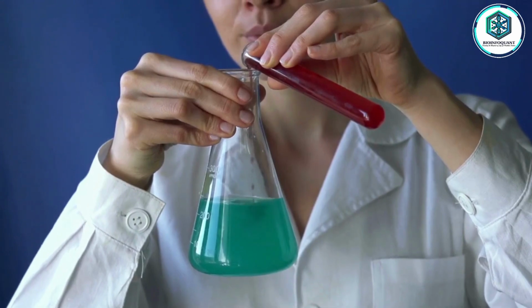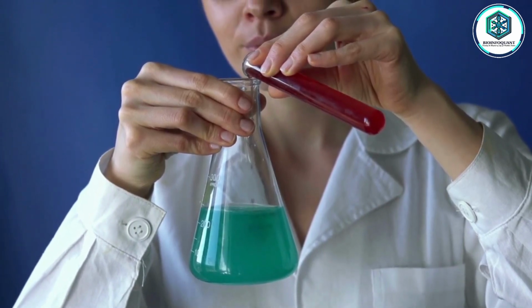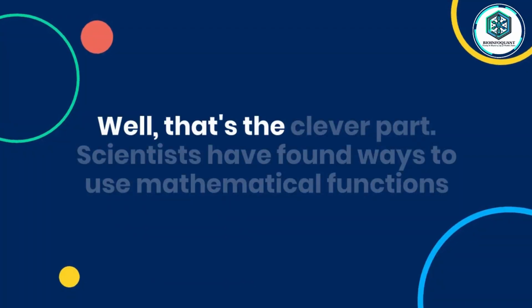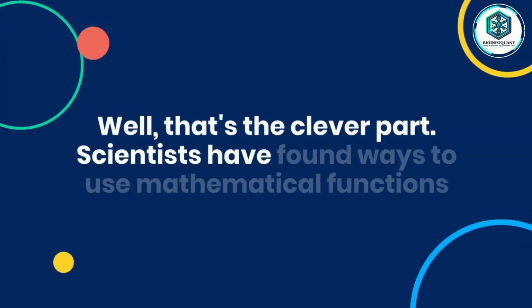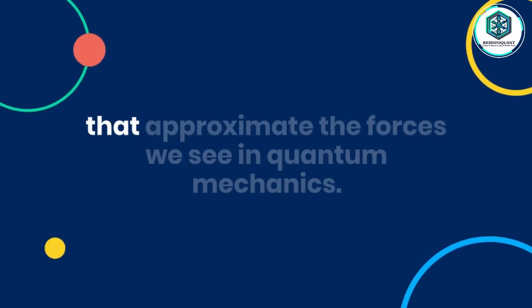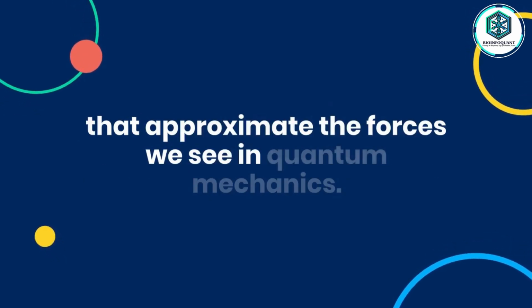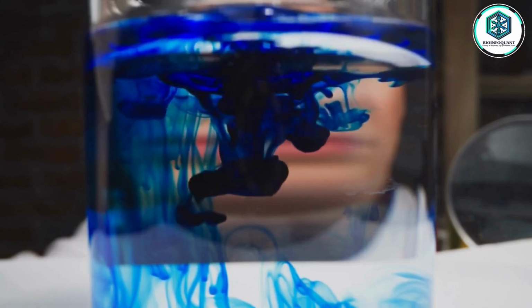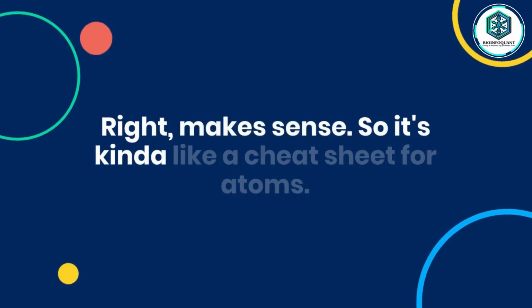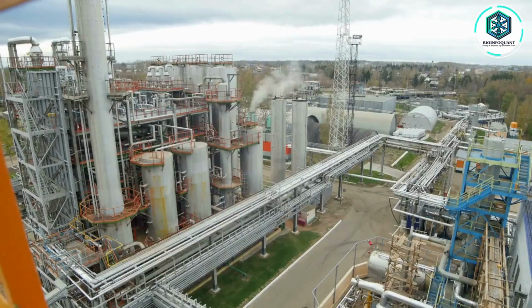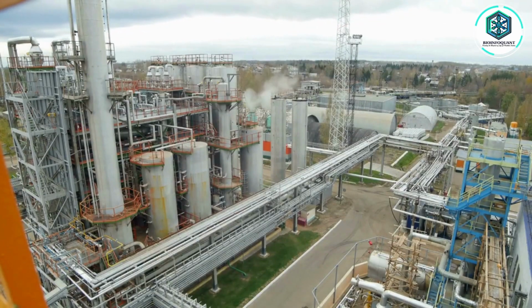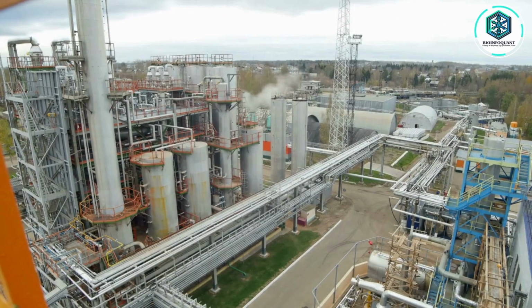Quantum mechanics is really complicated stuff. So how do we simplify that into a force field? Well, that's the clever part. Scientists have found ways to use mathematical functions that approximate the forces we see in quantum mechanics. It's kind of like creating a simplified set of rules that capture how atoms behave without getting bogged down in all those nitty-gritty details. Right. Makes sense. So it's kind of like a cheat sheet for atoms. In a way, yeah. And these cheat sheets have allowed us to do some pretty amazing things with MD simulations.